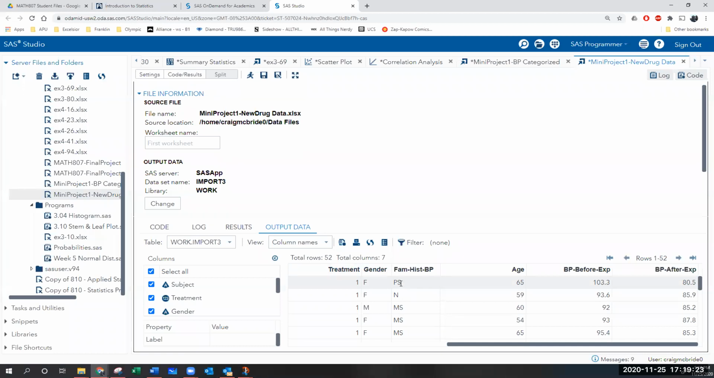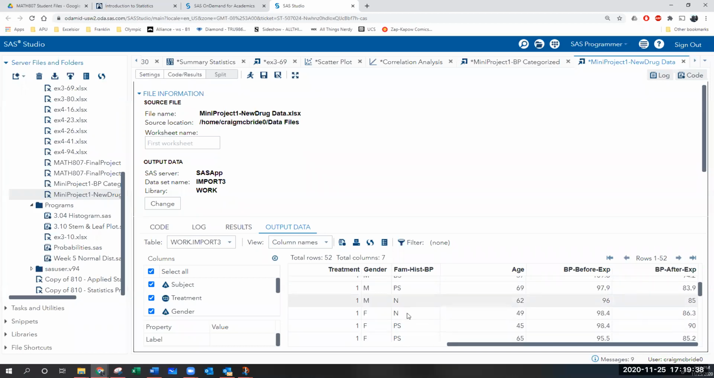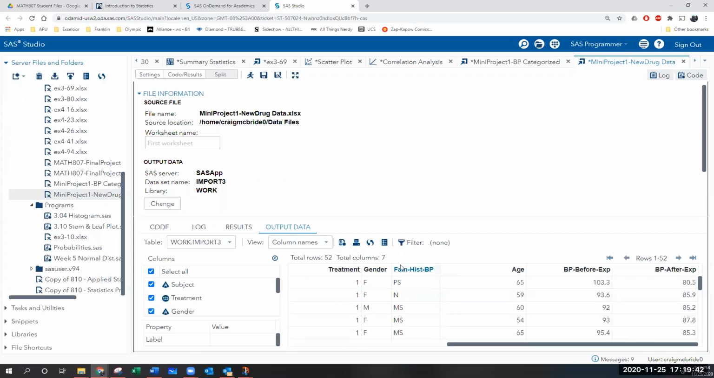I think it's 5. It's basically paternal or maternal or neither or both. Yeah, so I think it's 4. So paternal side, maternal side, neither, or both sides. So 4 categories there. So those are your 3 qualitative variables.